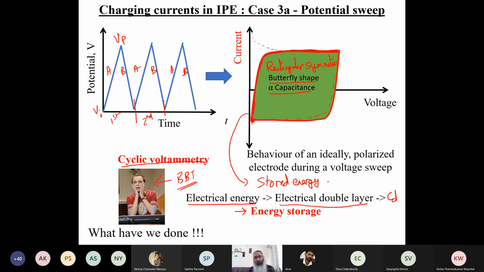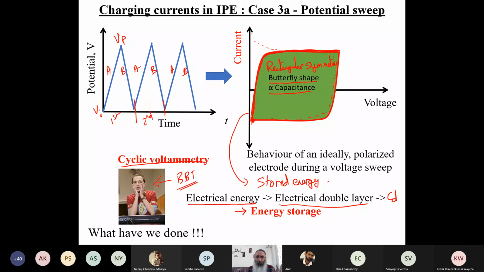So now what we have done is basically take this interface and used it to store electrical energy. It is now doing the same job of a battery, but without any chemical reaction. There is absolutely no chemical reaction happening. Why is no chemical reaction happening? Because nothing is transferring across the interface. Only the electric fields are playing around at the interface. There is no chemical change in the system.